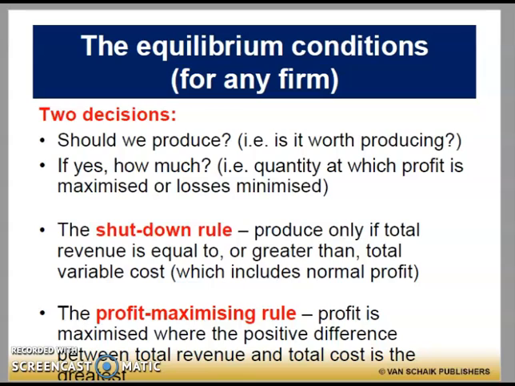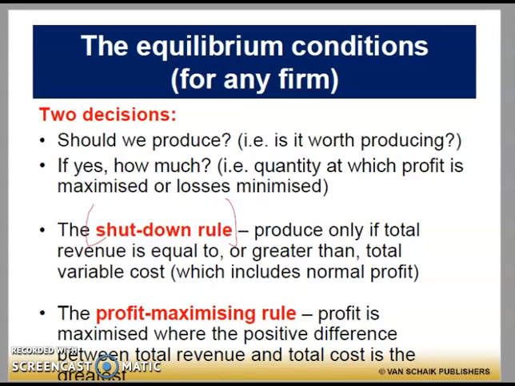So we explore two rules for profit maximization that apply to all firms, irrespective of the market conditions under which the firm operates. The first one is the shutdown rule. The shutdown rule is basically that a firm should produce only if total revenue is equal to or greater than total cost, which includes normal profit. This is often called the shutdown or close down rule.